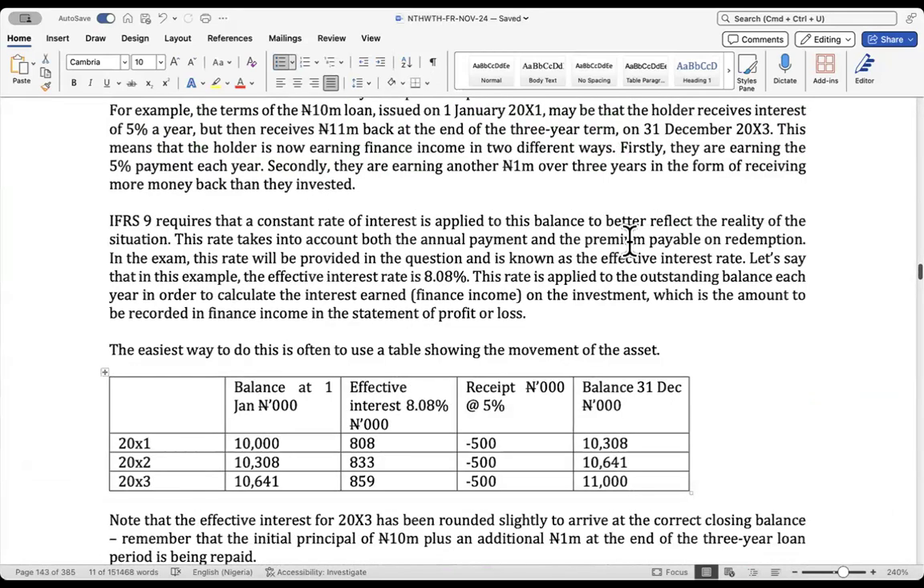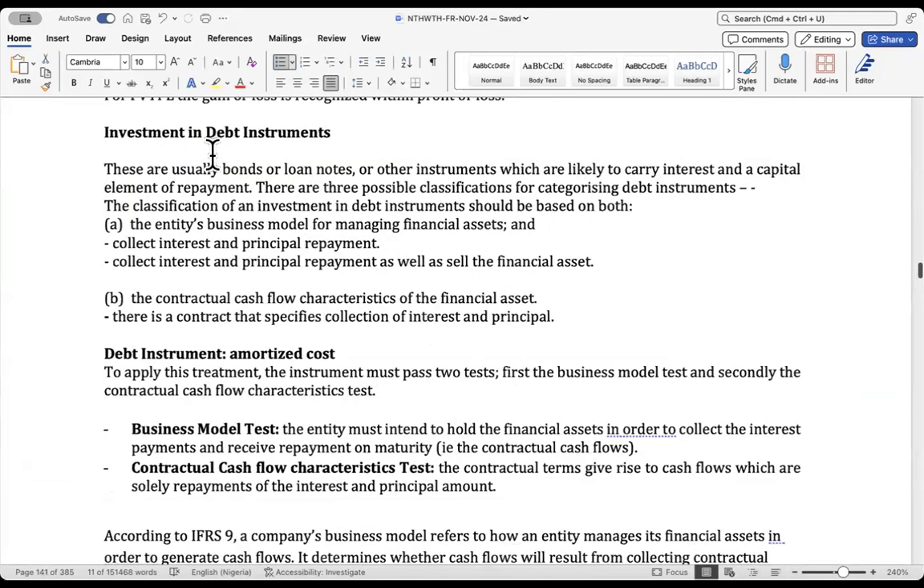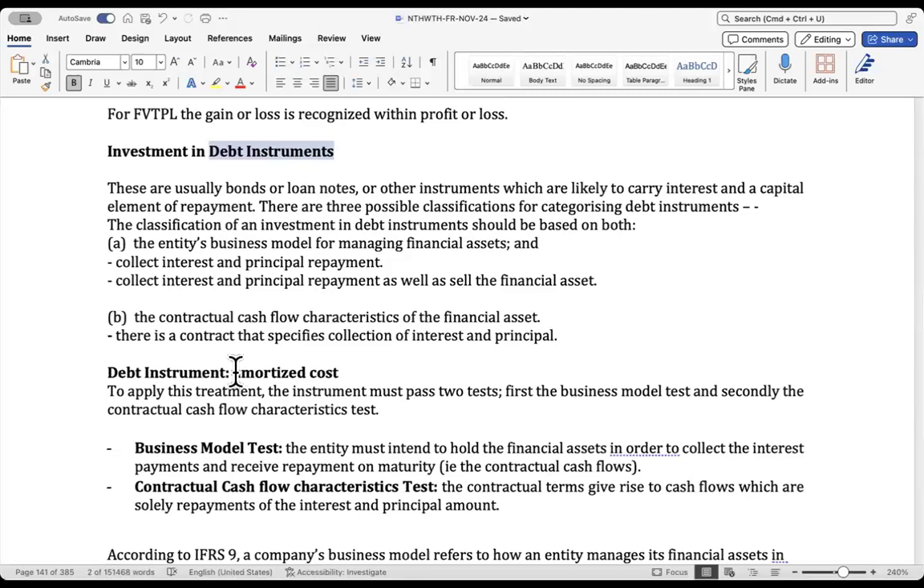But for today, you have learned that a debt investment can be classified at amortized cost, fair value through OCI, or fair value through P&L. For amortized cost, your business model is to collect interest and principal, and of course there must be a contract that states that you're supposed to collect interest and principal. For fair value through OCI, your business model is to collect interest and principal and also to sell that financial asset, and of course there has to be a contract that states such. While fair value through P&L is a default classification.